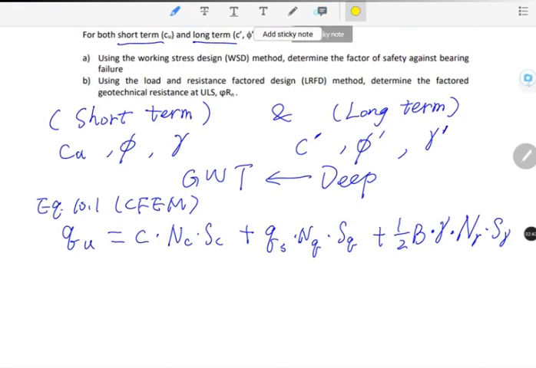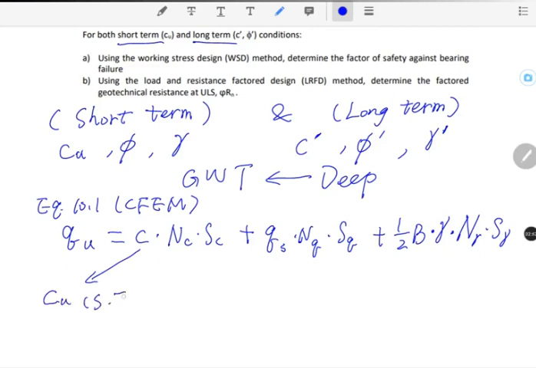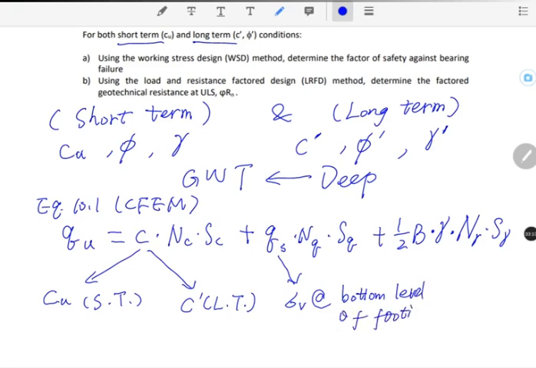For the short term, this C is SCU, and it's C prime for long term, and QS is equal to the vertical total stress at the bottom level of the footing in the soil for short-term design, and sigma V prime at the same level for long-term design.